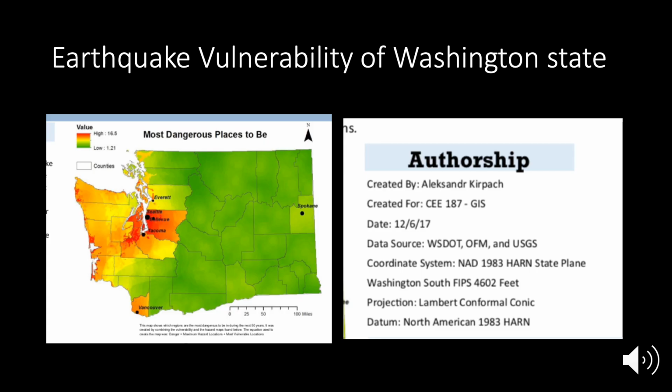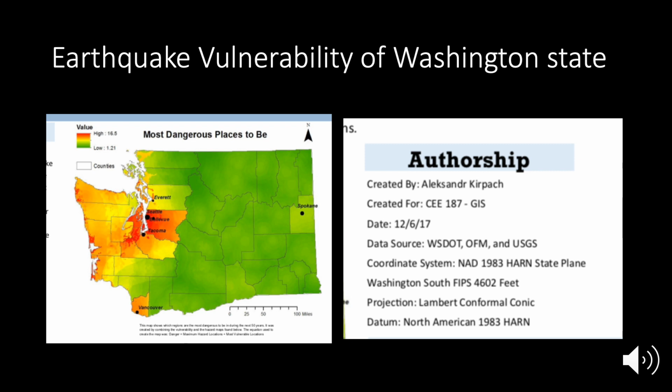The next map I chose is on earthquake vulnerability in Washington State. I chose it because it uses the state planar coordinate system. This map was obtained from a poster presented by Alexander Kirkpatch, 2017, called Places to Stay Away From During the Next 50 Years: Earthquake Vulnerability Analysis in Washington State.